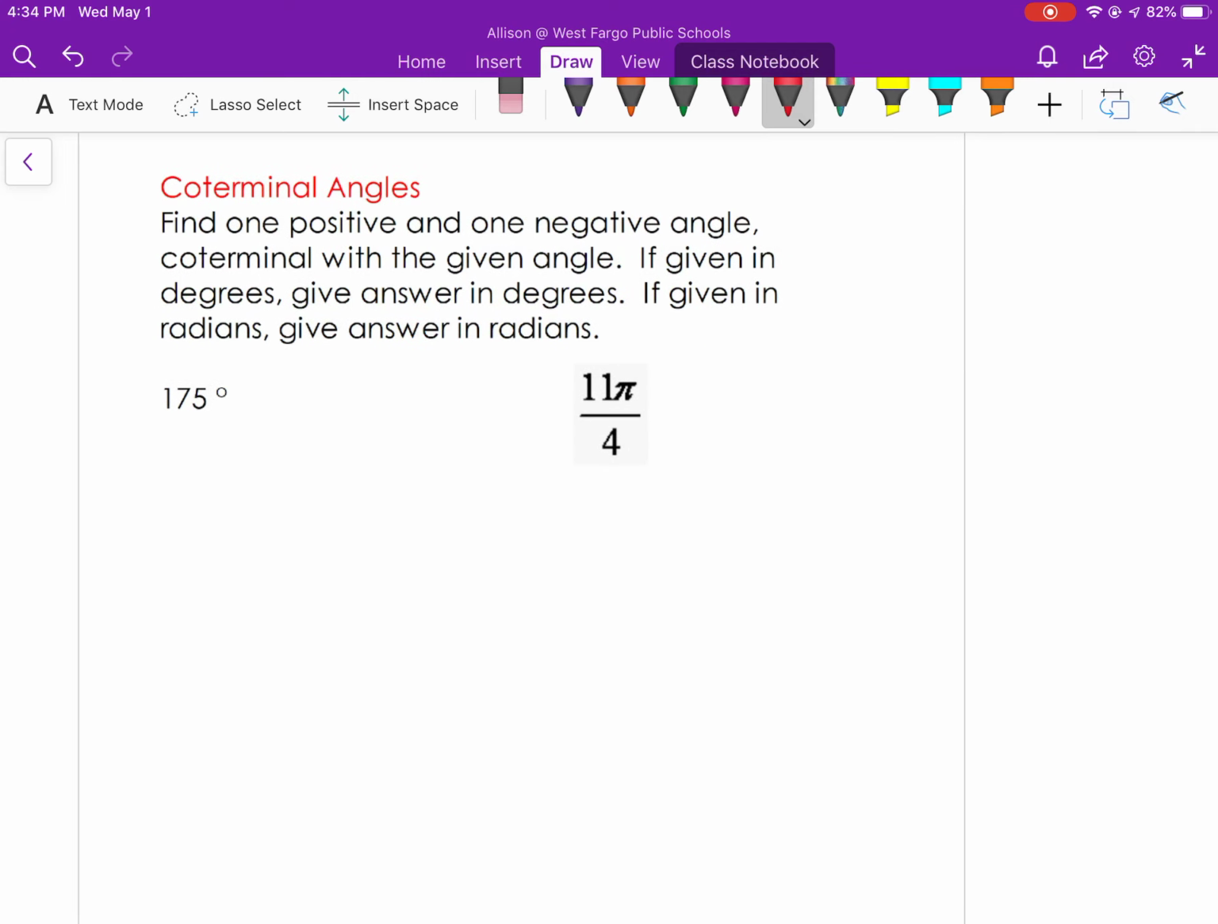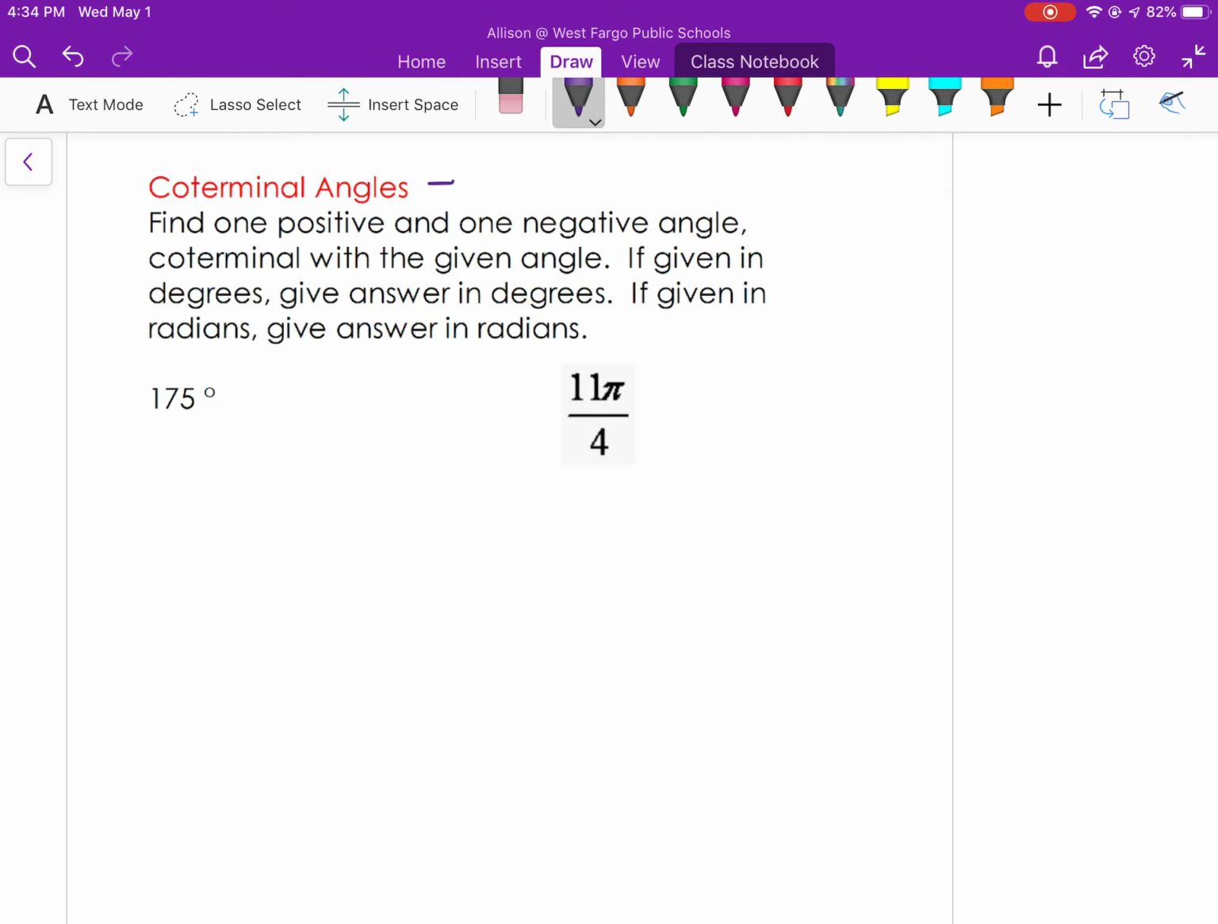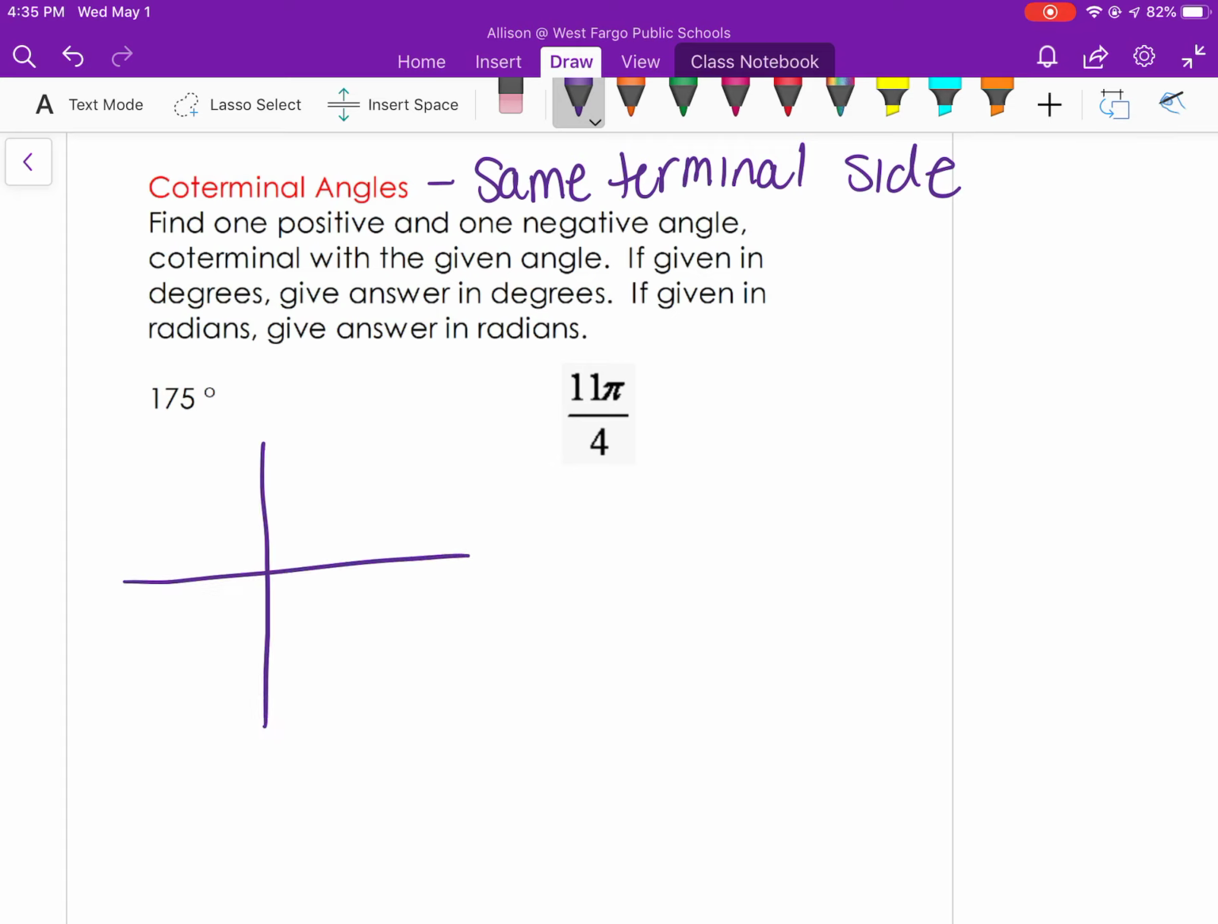Coterminal angles, one positive and one negative. Coterminal angles are angles that start and stop in the same place. They have the same terminal side. So if I have 175 degrees, that is right about here. I want an angle that starts and stops in the same place, so if I start here and go all the way around, that's 360 plus another 175. Now I have an angle that started and stopped in the same place.